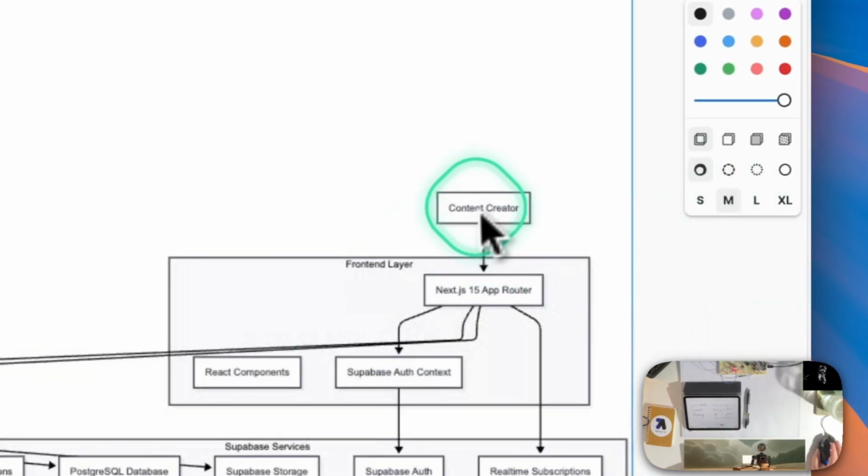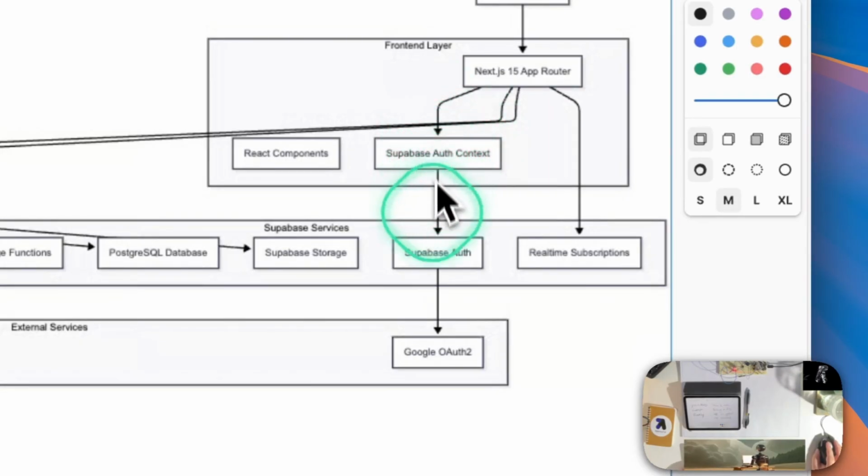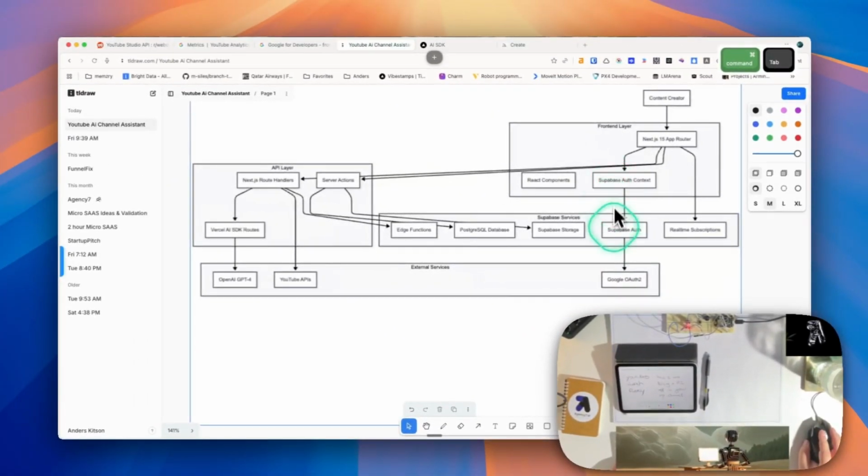We've got content creator, comes in through our app. Supabase Auth connects to Google, which then gives access to the YouTube APIs through the Next.js route handlers, which are authenticated.